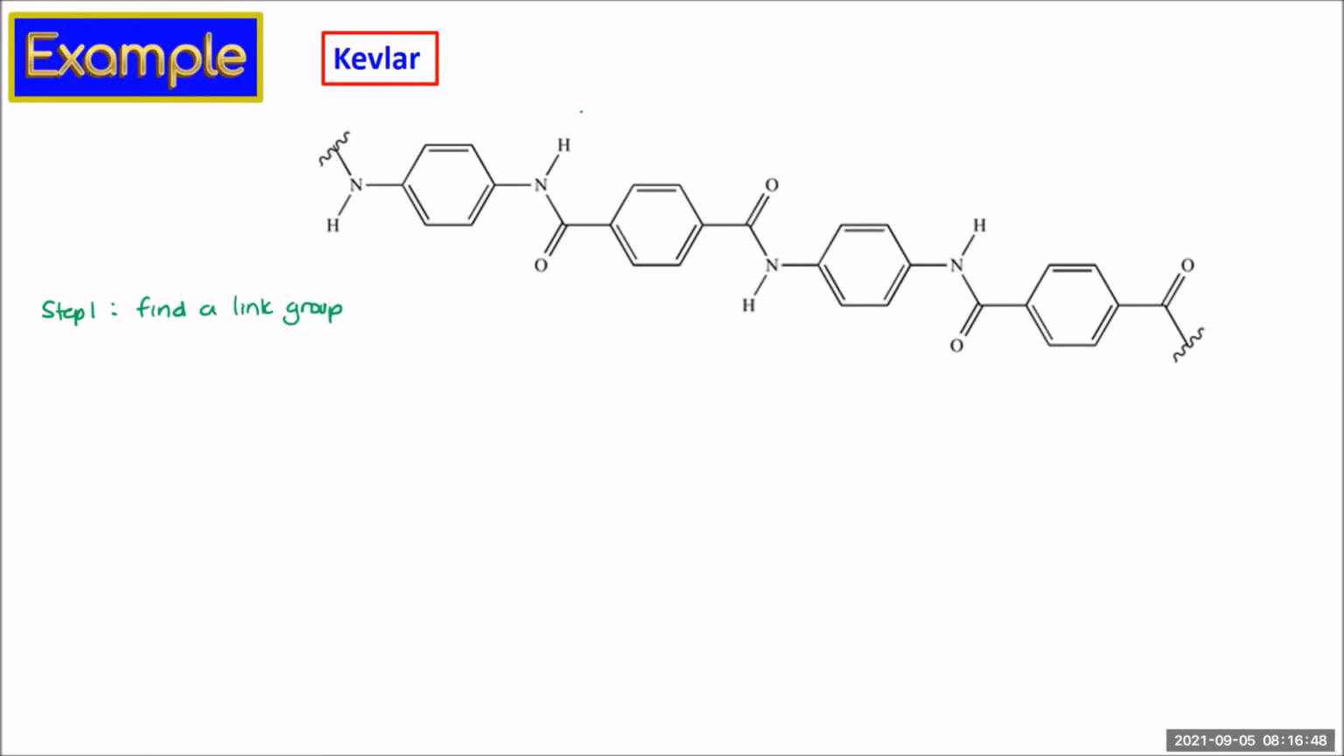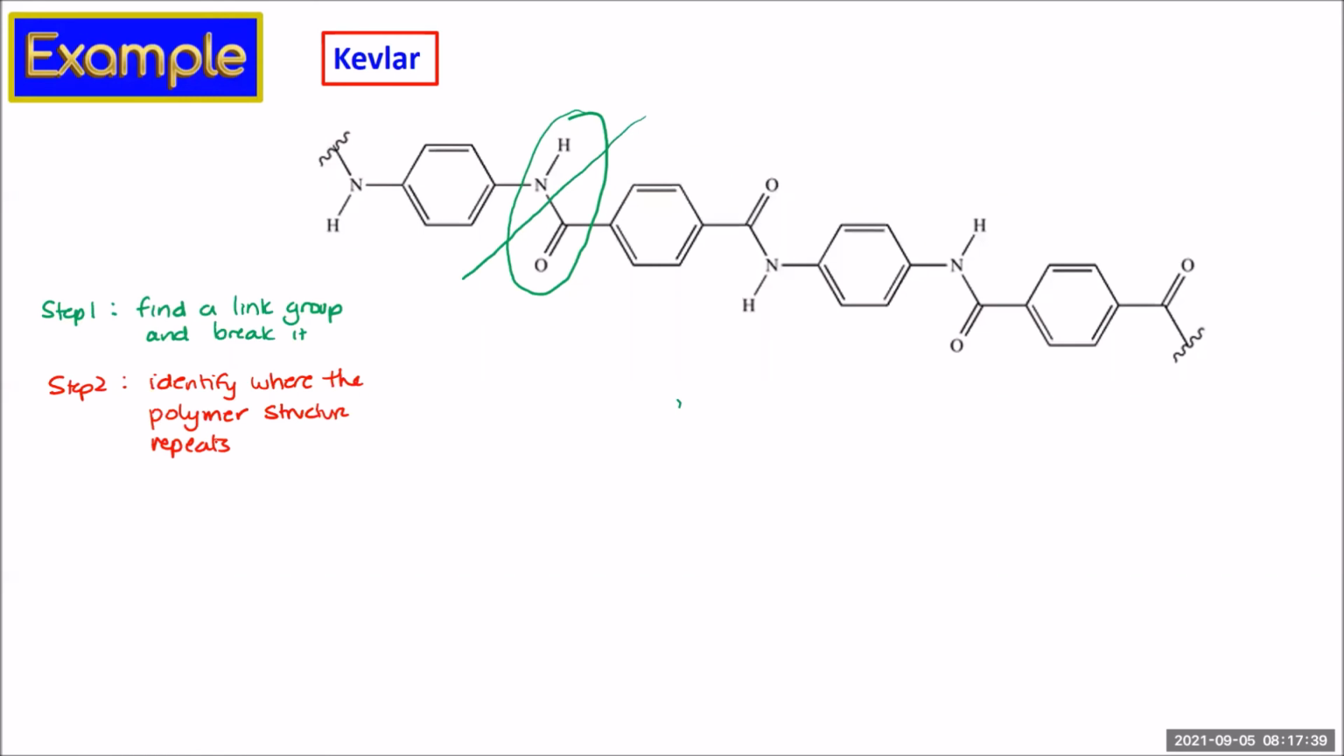So in Kevlar, I've found an amide group here, and I'm going to break it. So I'm going to slash that down the middle. Step 2 is going to be identifying where the polymer structure repeats. So if I find that position again on my Kevlar, we're going to find that it repeats there.